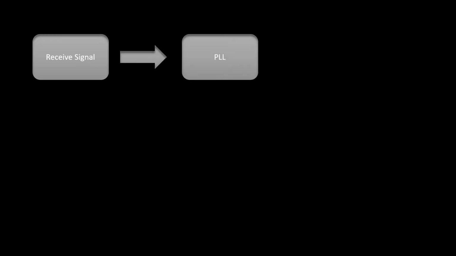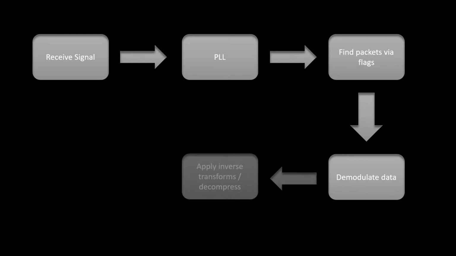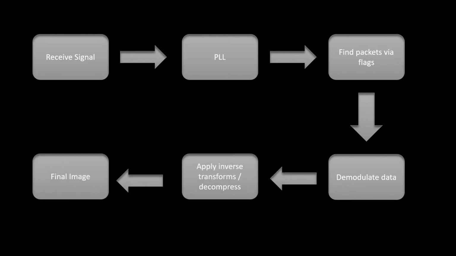The complementary radio receives the data and samples it at 48 kHz. A phase-locked loop is used to recover the timing of the transmitted signal. Packets are identified by finding the flags and are checked for accuracy. Once the initial data has been demodulated, inverse transforms are applied to recover the transmitted image.